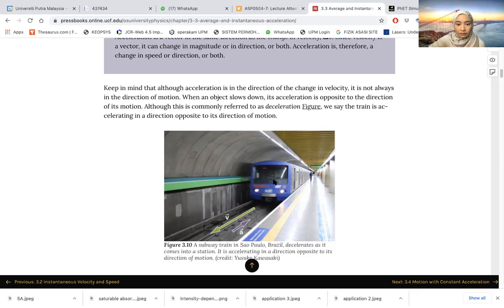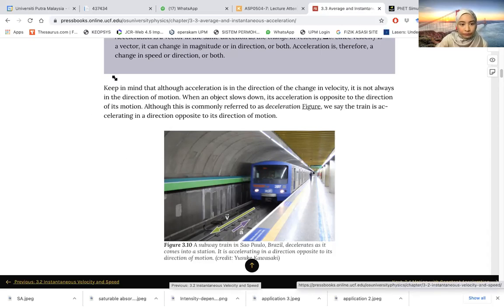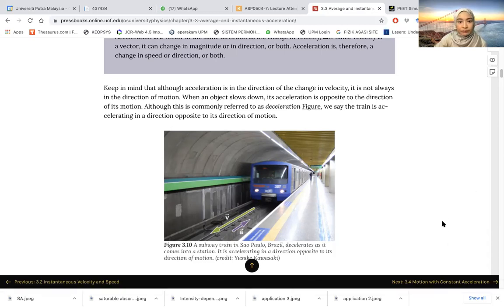Okay, let me repeat myself. Okay, harap tak ada yang confused. So train ni dia nak berhenti dekat station. So dekat sini velocity dia 50, kat sini velocity dia 40, kat sini velocity dia 30, 20, 10 sampailah dia reach 0. So we know that there is a change in velocity. Right? Okay, now let me take a screenshot of this guy. Okay, let's go back to our slide.